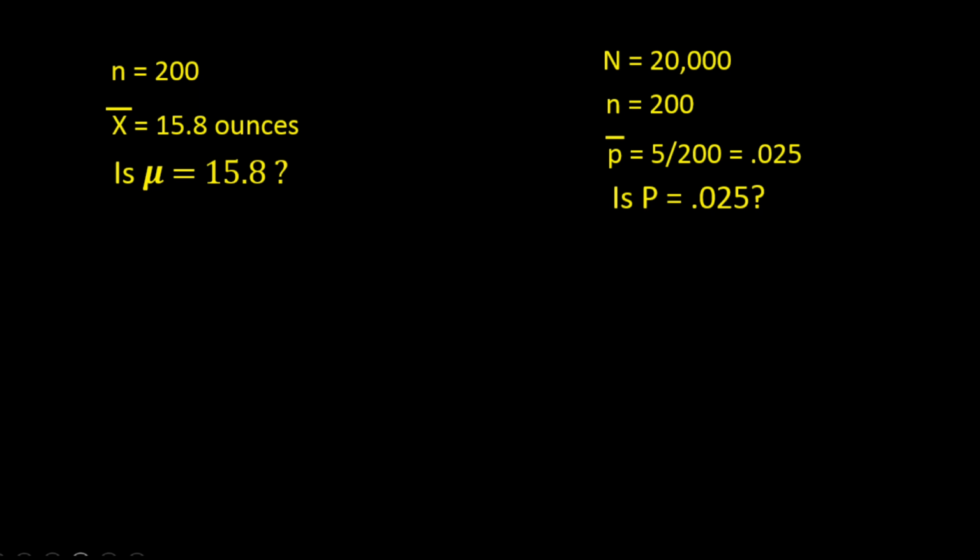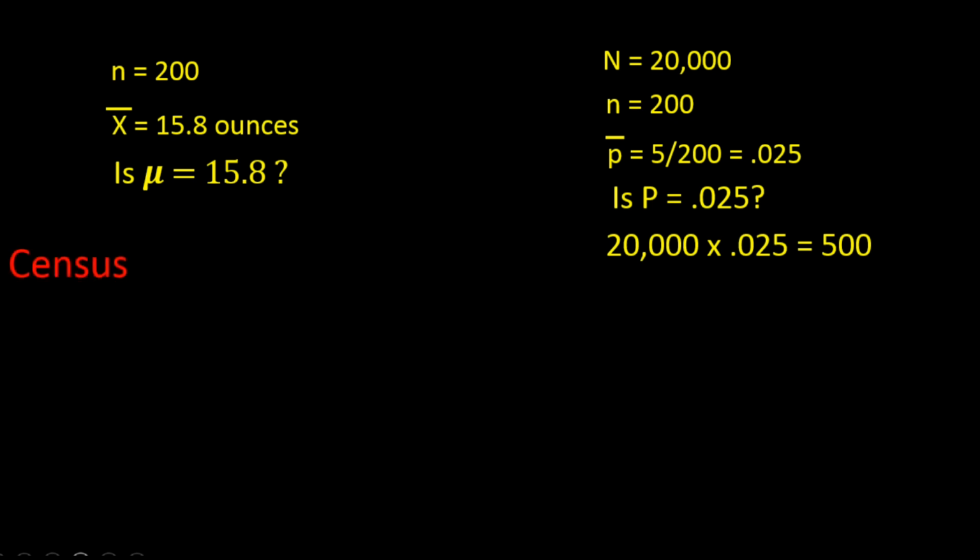Does that mean we would expect to find 20,000 times 0.025, or exactly 500 defective parts from the entire population of parts? The answer is no, of course not. It might happen, but we would expect some error. We might find 498 defective parts or 502 defective parts, but we would expect the population proportion to be 0.025 plus or minus some error.